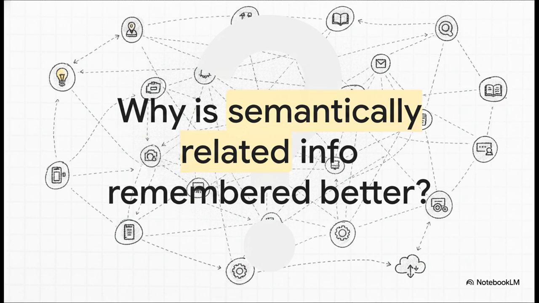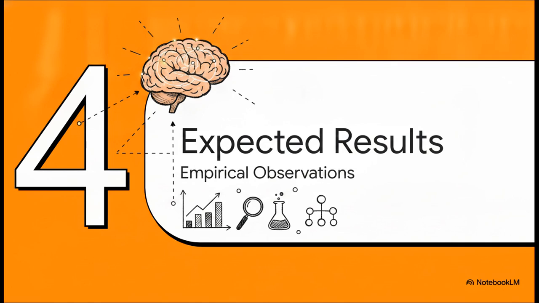Before we look at the anticipated data, I want to pose a question for you to really reflect upon during the experiment today. Why exactly is semantically related information remembered so much better than unrelated information? Just keep the concepts of cognitive load and interconnected networks in the back of your mind as you're conducting your trials. Let's transition now into the empirical data segment of our briefing, Section 4, Expected Observations and Results.